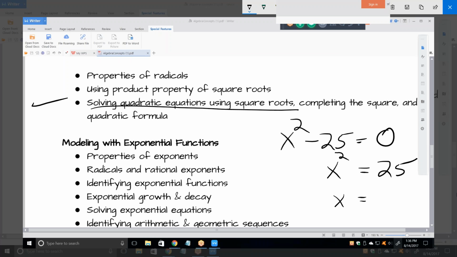Biggest mistake I see in algebra after 8 years of tutoring is what you just answered. Is it plus and minus 5? There you go.